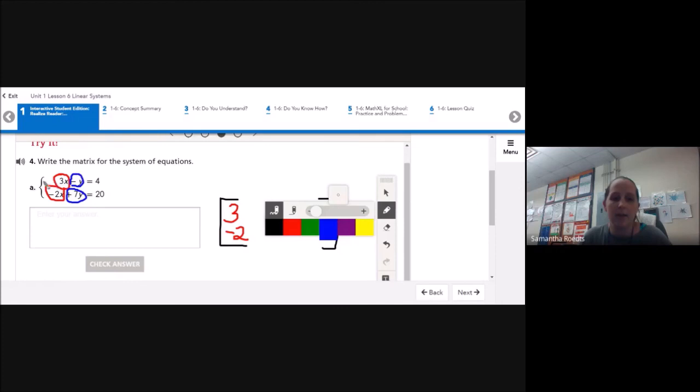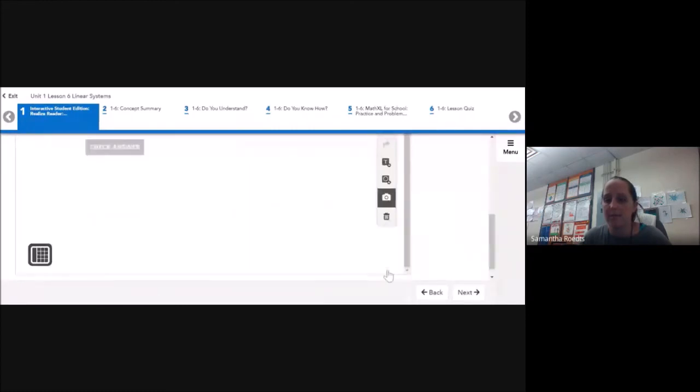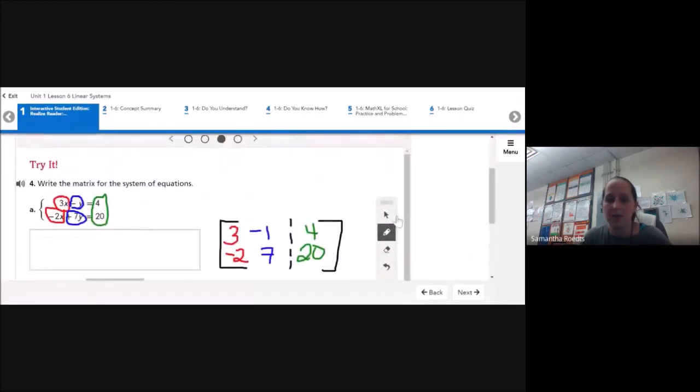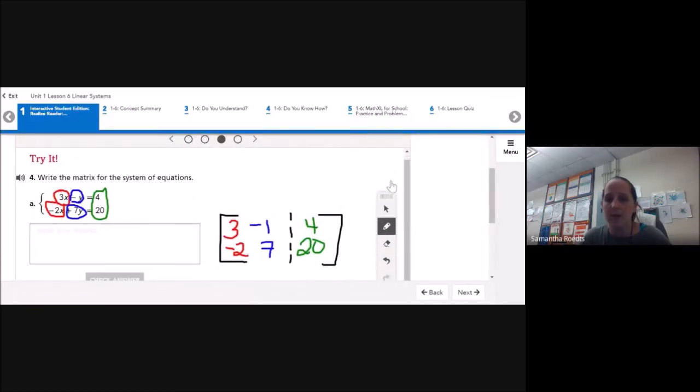My first column, my second column is my y values. So negative 1 and 7. Then I have this dashed line, and then I'm going to write my constant values, 4 and 20. Let me take a little picture of this. Saves, that's always nice. Okay.